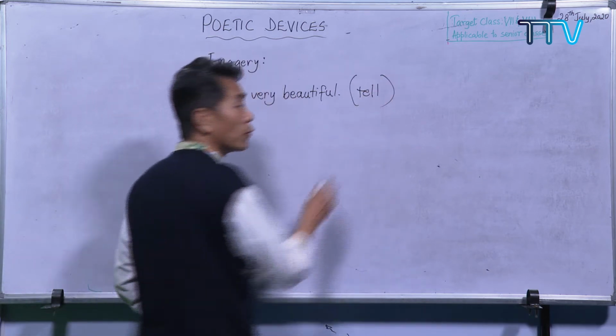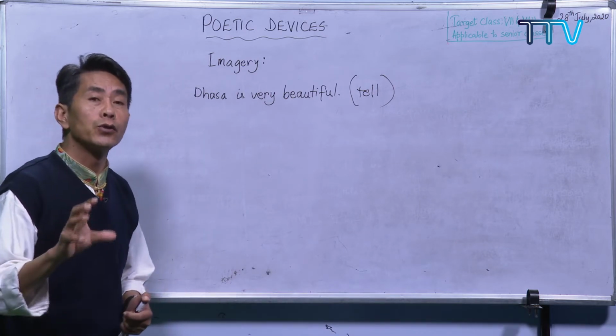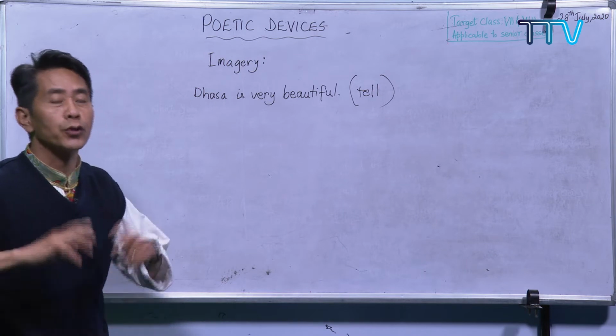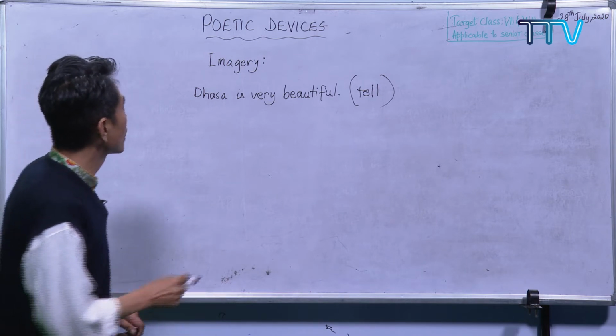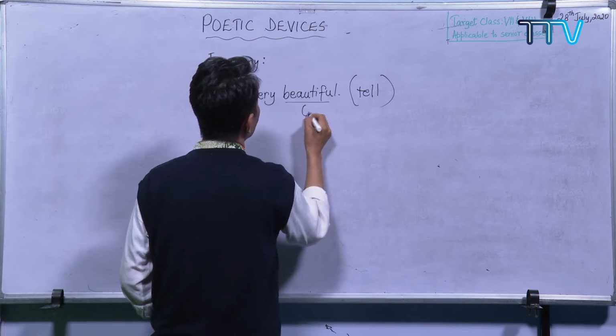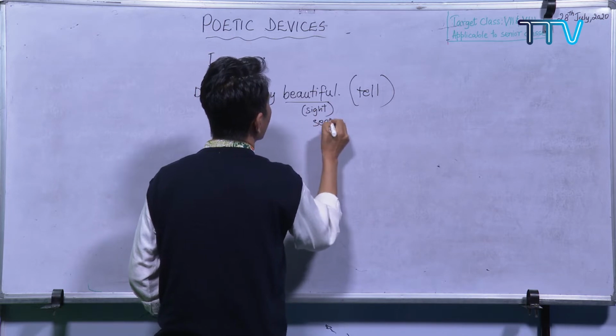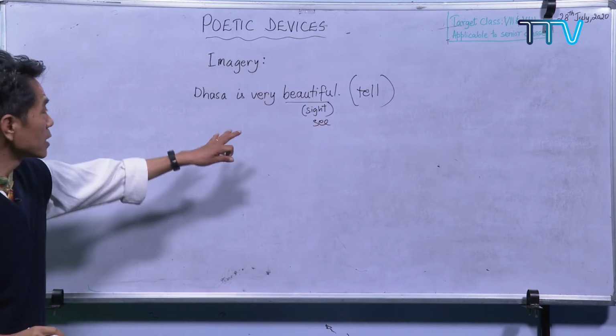Dharamsala, it's beautiful. So it's very important for you to use show skill. You try to show. So here we are talking about which sense. Dharamsala is very beautiful. We are talking about the sight, something related to seeing. So this is one sense again.